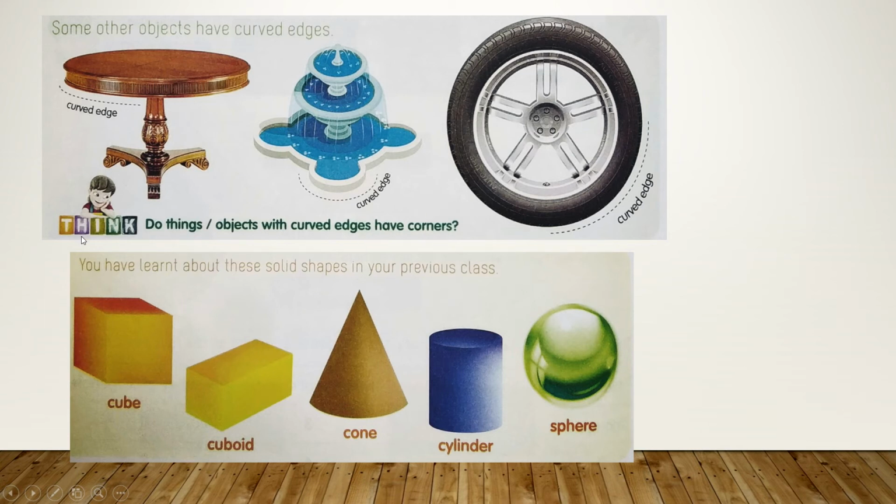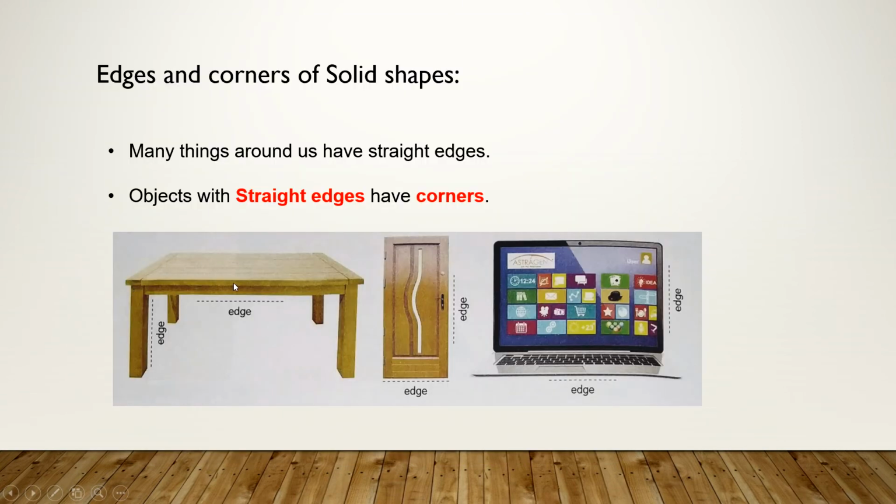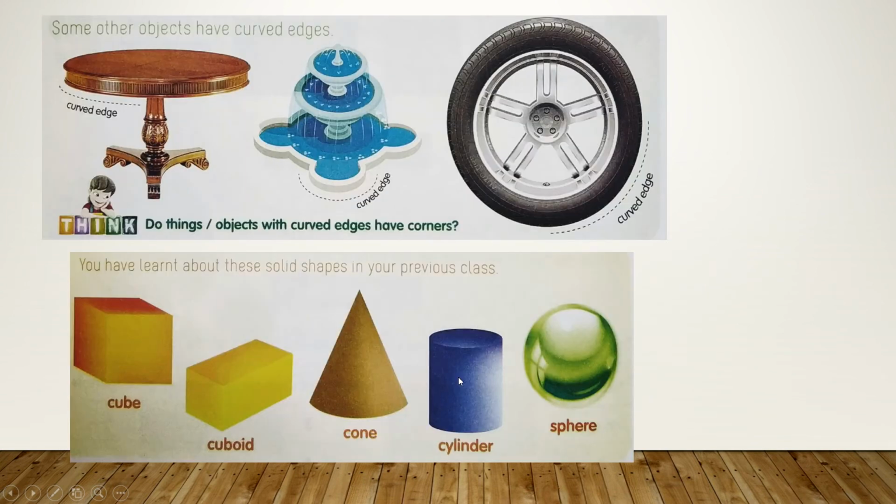So this is the question written here: do the objects with curved edges have corners? We'll say no, these objects don't have corners. The objects with curved edges don't have corners. And here you have seen that objects with straight edges have corners. These are the 4 corners of the door with straight edges, and with curved edge objects we don't see any corners.